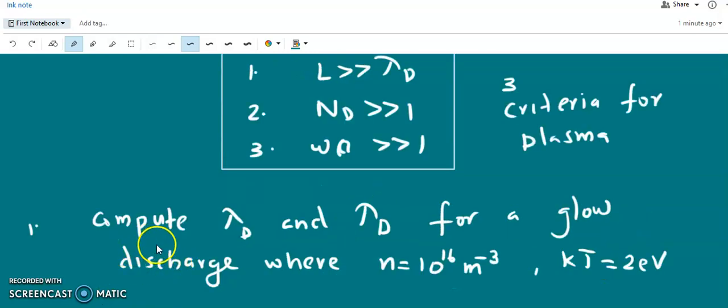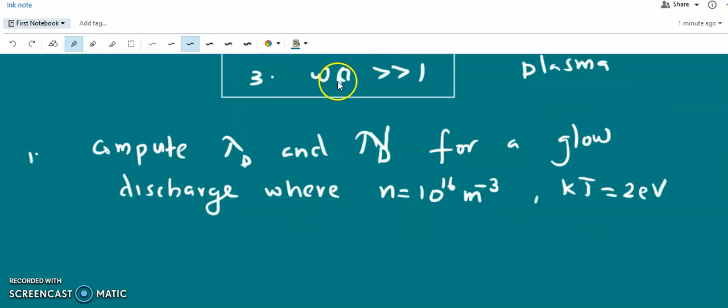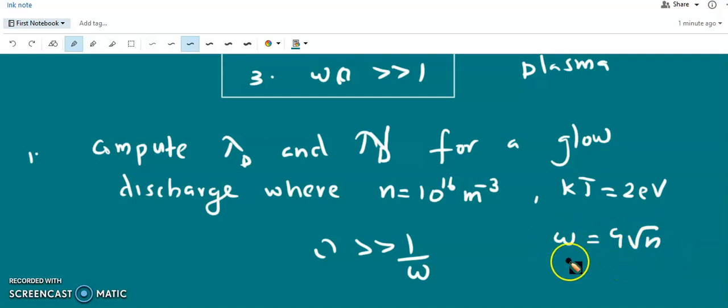And there is an assignment for you. Compute lambda D and ND for a glow discharge where the number density is 10 to the power 16 per meter cube and kT is 2 electron volt. So a 2 electron volt plasma has a number density 10 to the power 16 per meter cube. Compute lambda D and minimum value of tau. So we know that omega tau is much greater than 1, so tau is much greater than 1 over omega. Minimum value is 1 over omega. Omega is 9 root n. So please do this. Okay, thank you.